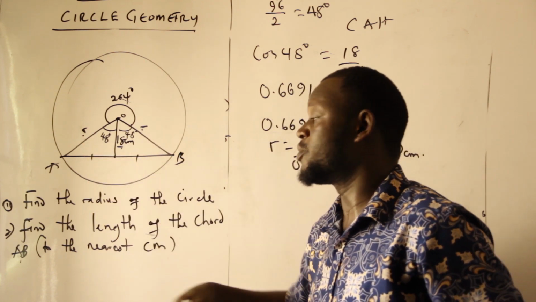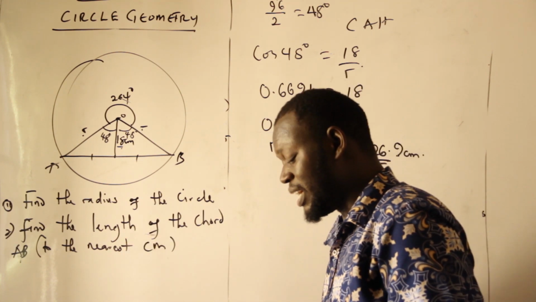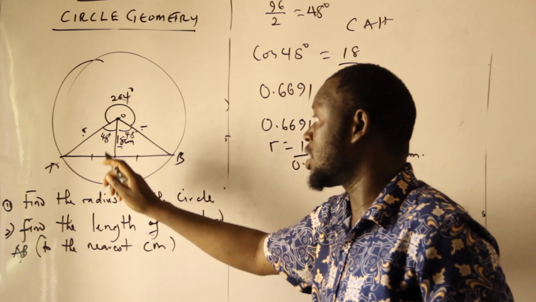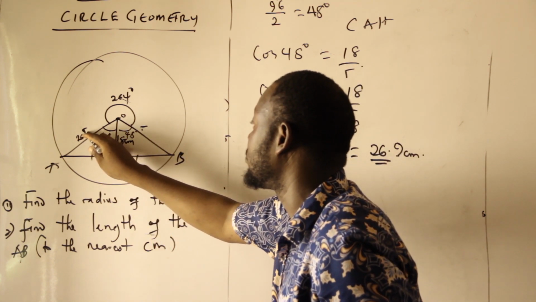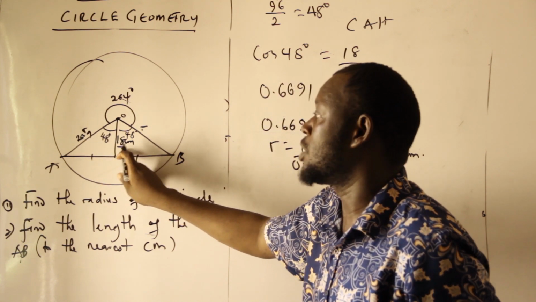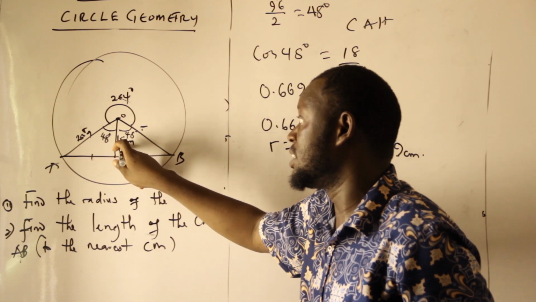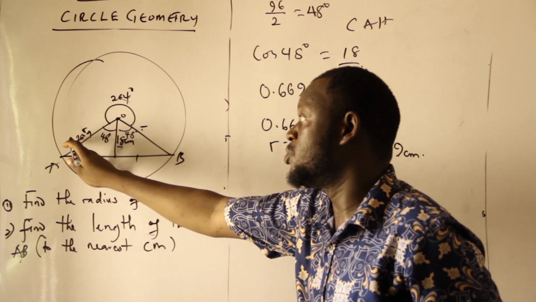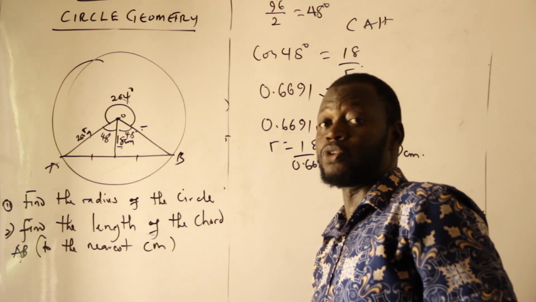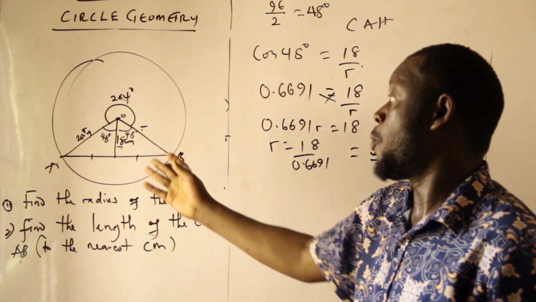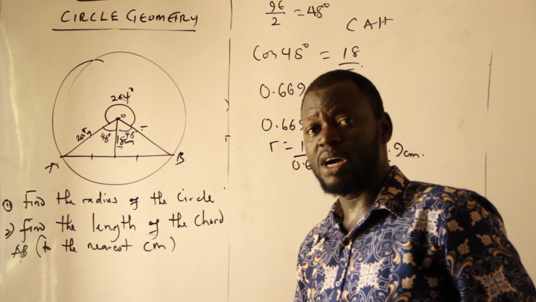Once we have gotten our R, we can then proceed to get the length of the chord. To get the length of the chord, it depends. We can use SOHCAHTOA. Once this is 26.9, we can use SOHCAHTOA using 48 against this to get this. And we can as well use Pythagoras theorem that I used the other time, because we have this and this. Of course, we cannot use Pythagoras triple here, so we have to work it out. But instead, I would prefer SOHCAHTOA.